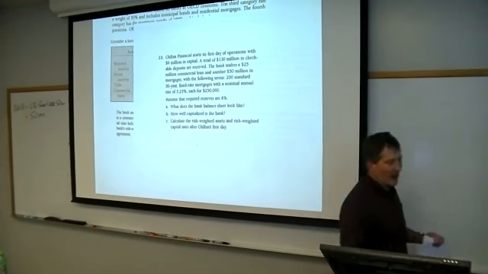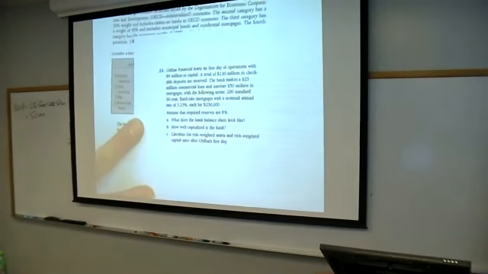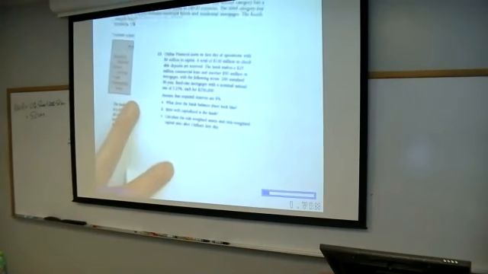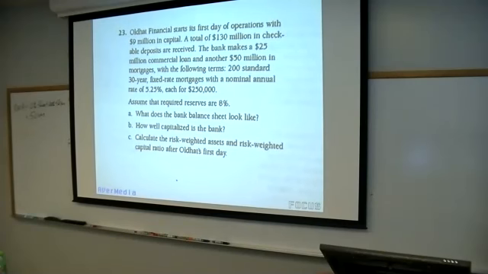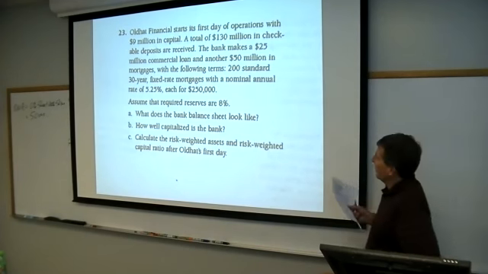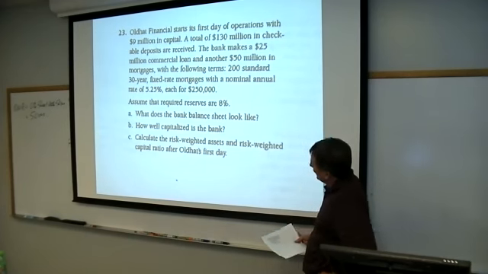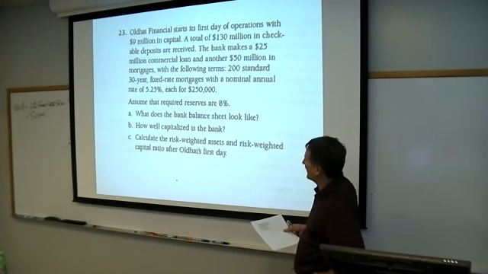Okay, so we got a brand new bank. Brand new bank, Old Hat Financial, starts on the first day of operations with $9 million in capital and a total of $130 million in checkable deposits. The bank makes a $25 million commercial loan and another $50 million in mortgages with the following terms: two 30-year fixed rate mortgages, nominal interest rate 5.25, each for 25. Assume that the reserve requirements are 8%. What does the bank's balance sheet look like?